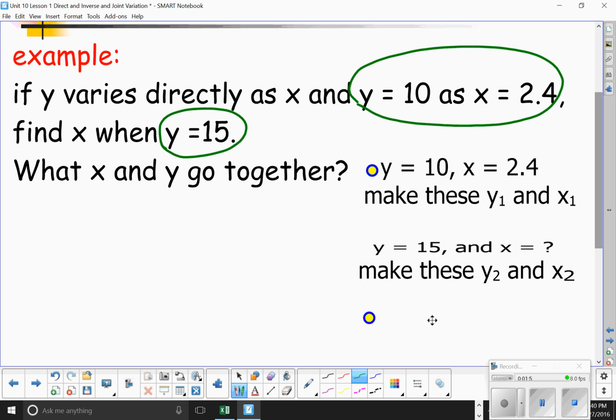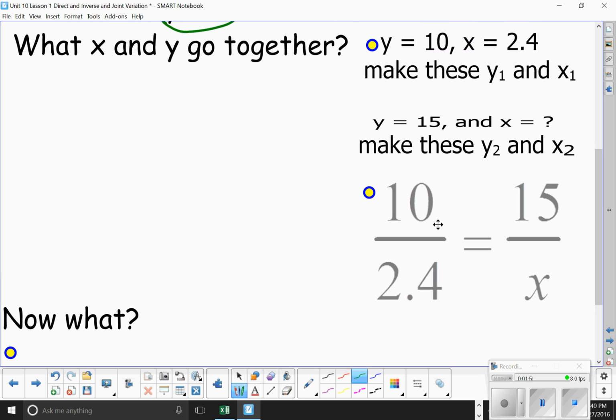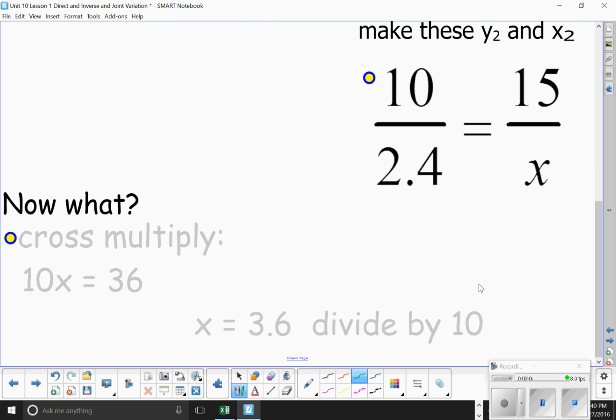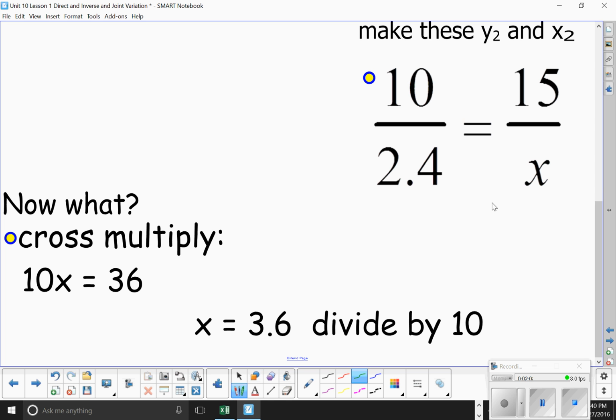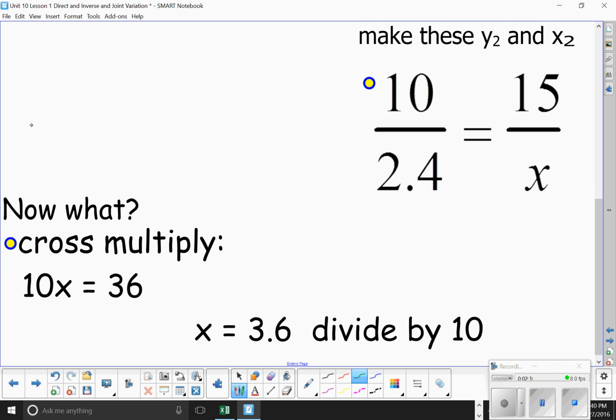Now, set it up, just like we saw, as a proportion. 10 divided by 2.4 is equal to 15 divided by x. Now what? Now you simply cross multiply and divide. Okay, 10x is equal to 36. x equals 3.6. Boom.